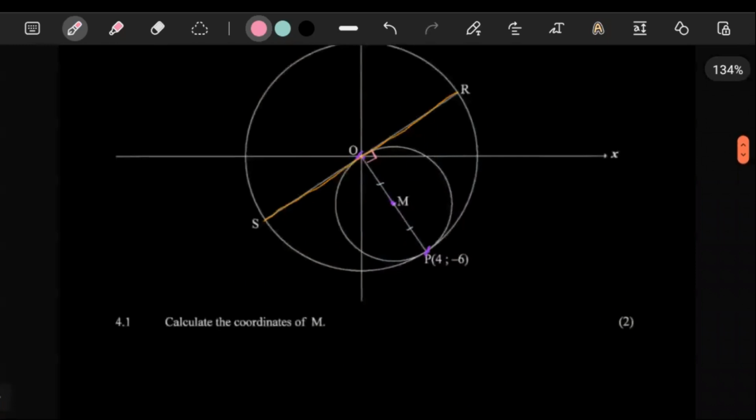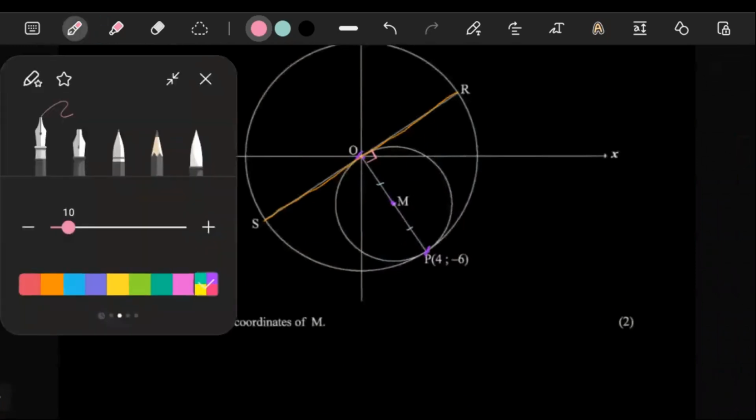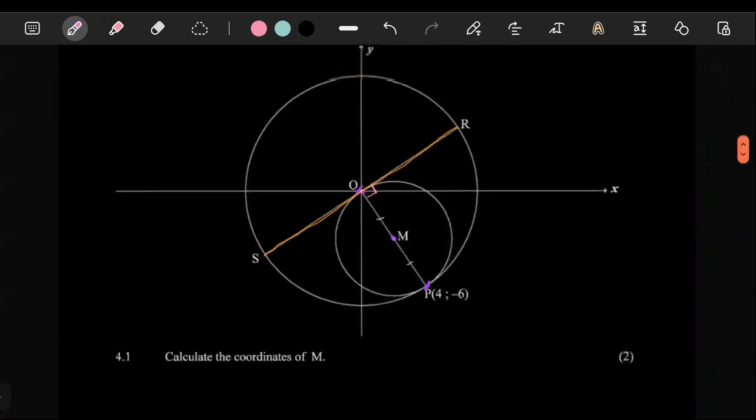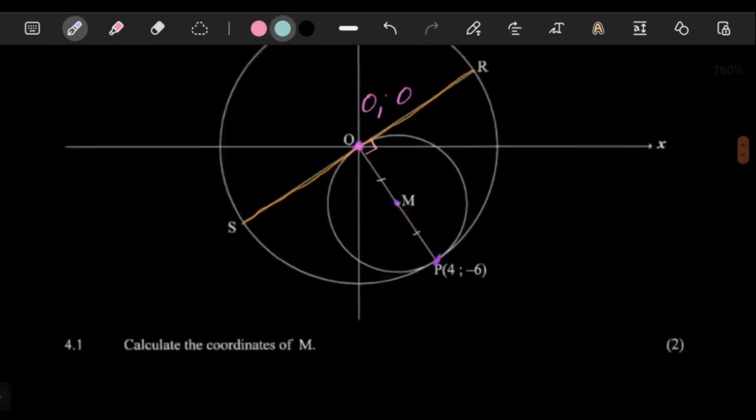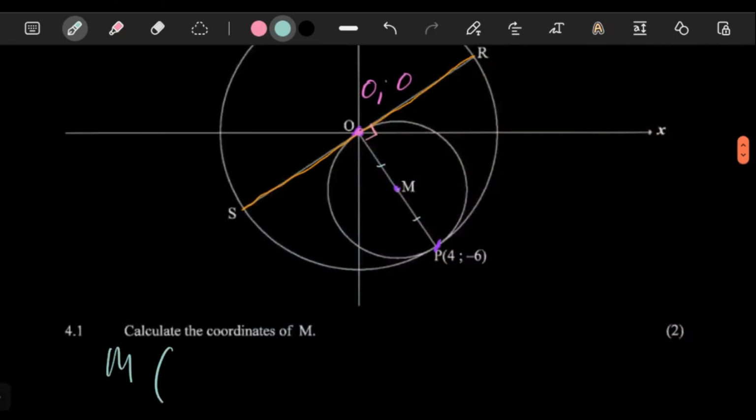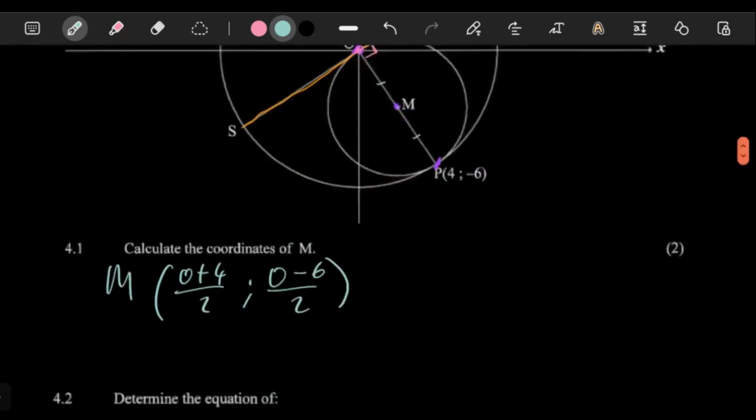So it says here, for 2 marks, calculate the coordinates of M. The fortunate thing is they told us this is the origin. So the moment you feel as though there's not enough information, just remember the origin, you already have information there. And M is just the midpoint of that. So your M value is going to be 0 plus the 4, and 0 plus the -6, all over 2. So M is 2 here and -3 over there. Fantastic, is good marks.